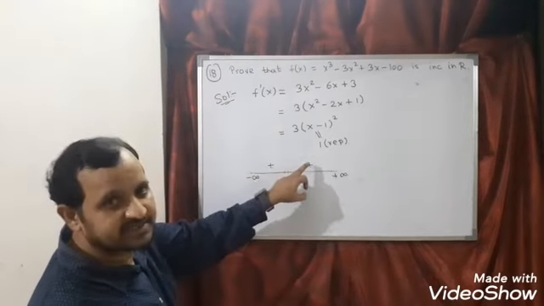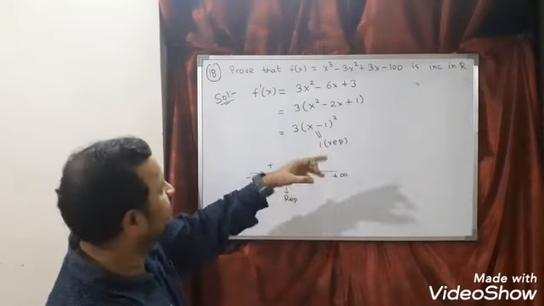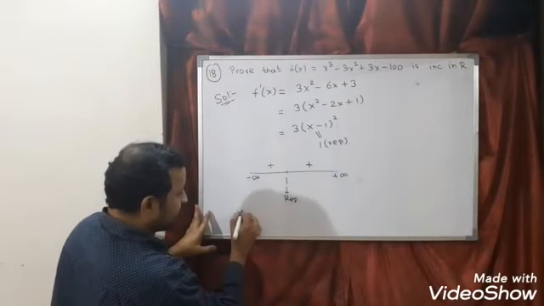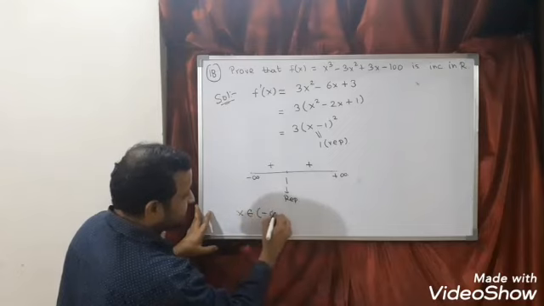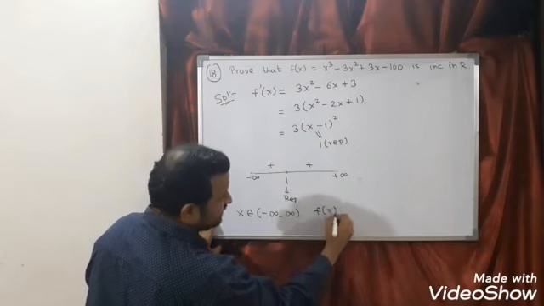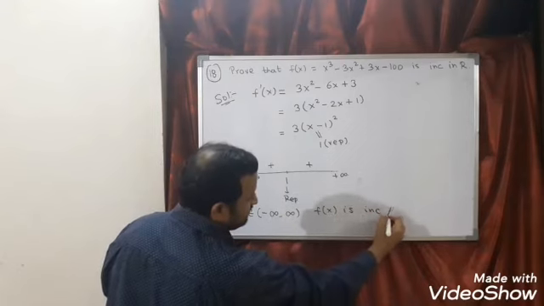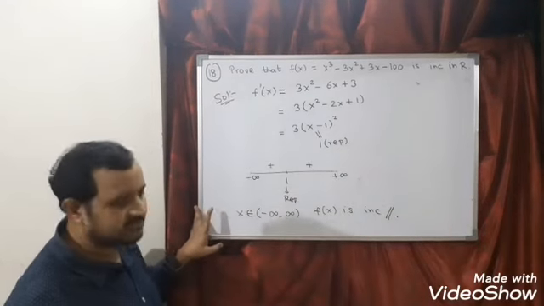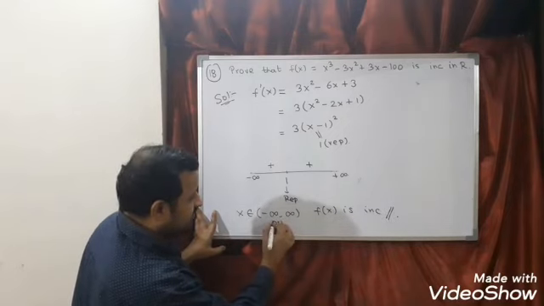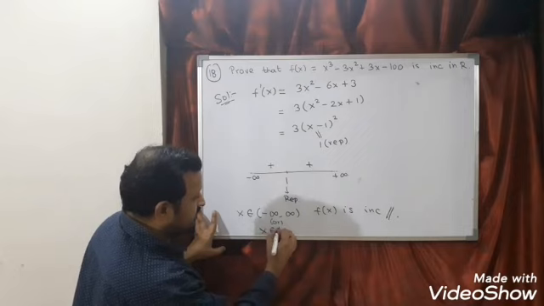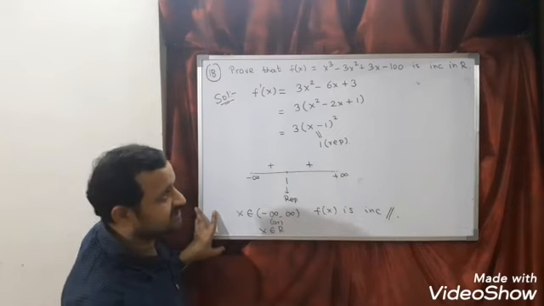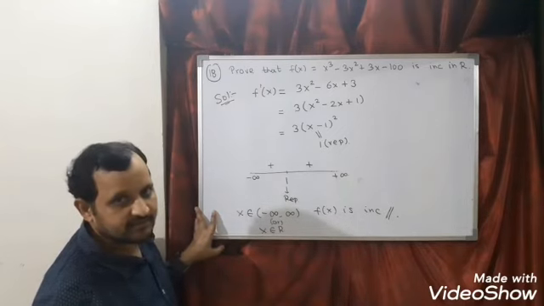So plus sign represents what? Interval of increasing. And question is what? Prove that given function is increasing in R. So from this what I can say? x belongs to minus infinity to infinity, and here I can say f of x is increasing. So this is the solution. And minus infinity to infinity is nothing but all real numbers. So for x belongs to all real numbers, function is increasing. I think it is clear.